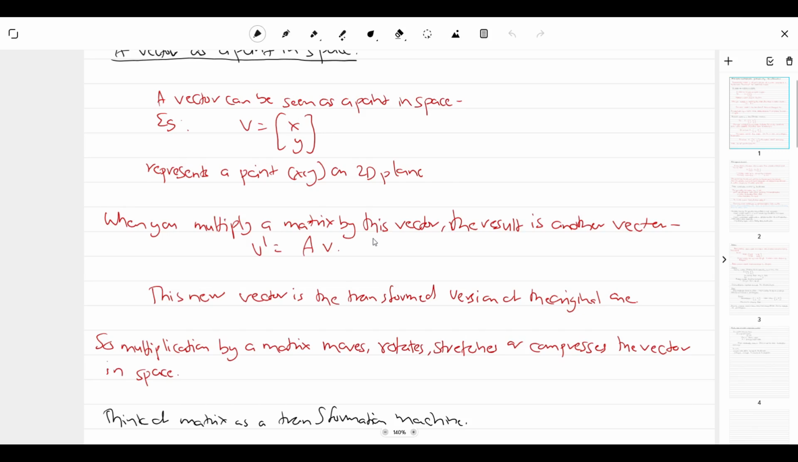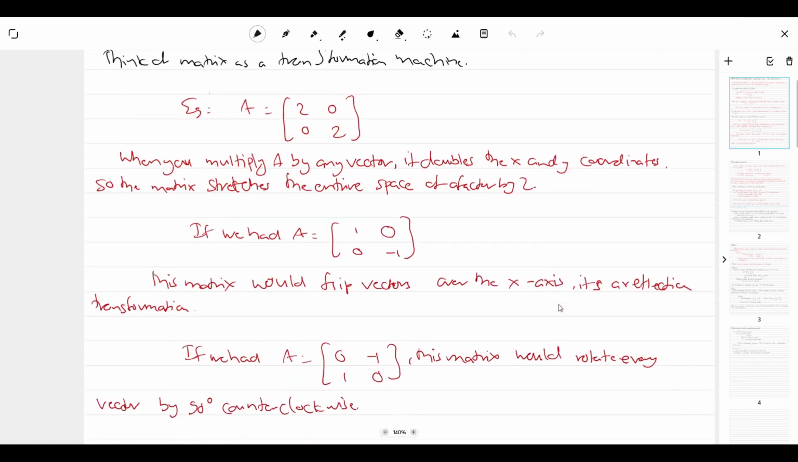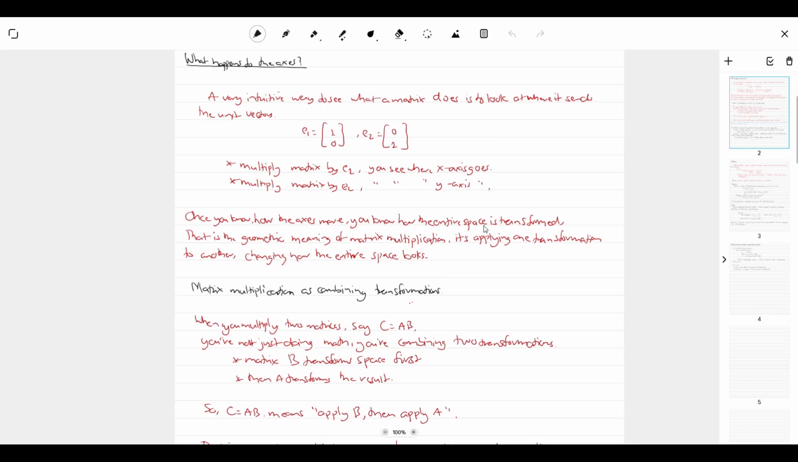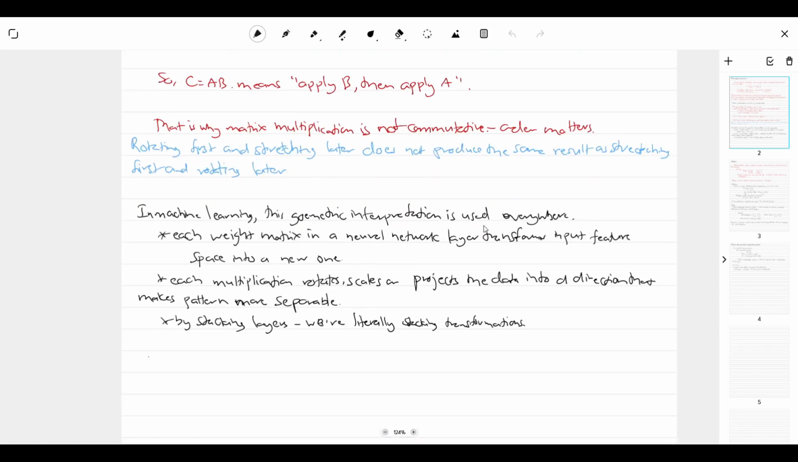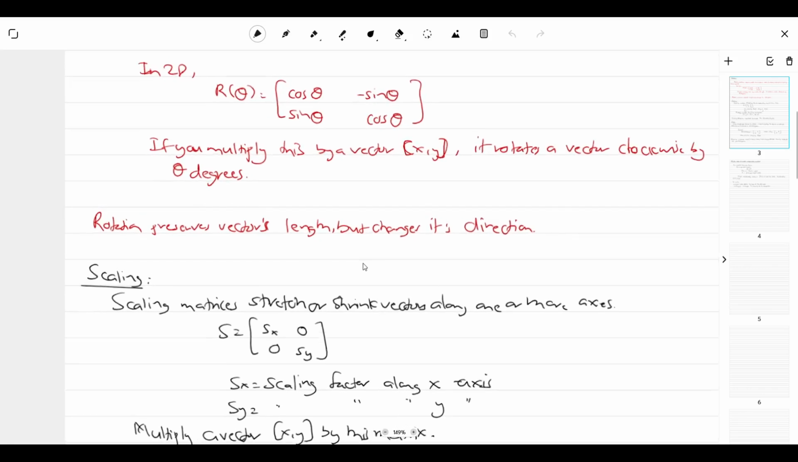So in simple words, we can say that multiplying a matrix by a vector changes how the vector looks without necessarily changing what it represents. That's why matrix multiplication is such a big deal in ML. It transforms data into new forms that models can learn from.